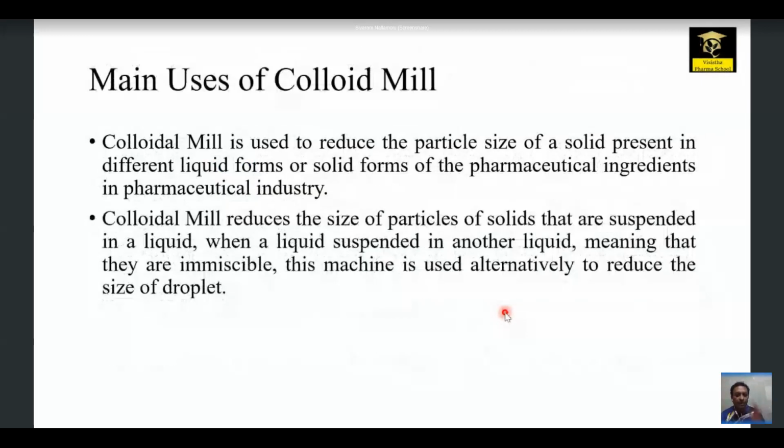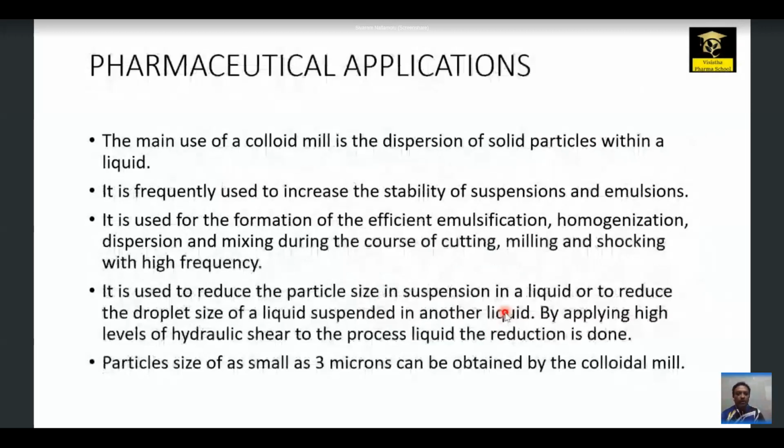And let us see the pharmaceutical applications. Mainly, the colloid mill is used for the dispersion of solid particles within a liquid. It is frequently used to increase the stability of suspensions and emulsions, because once the particles are size reduced, the final product will have a homogeneous distribution of the active ingredient throughout the preparation. Thereby, the stability of emulsions or suspensions will be improved.